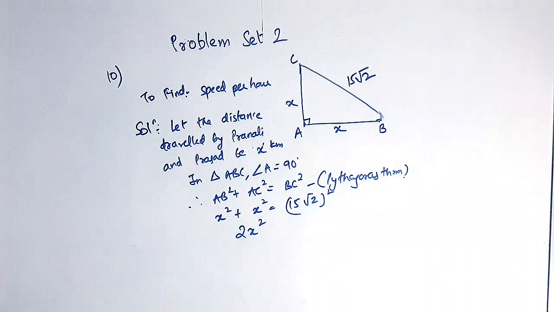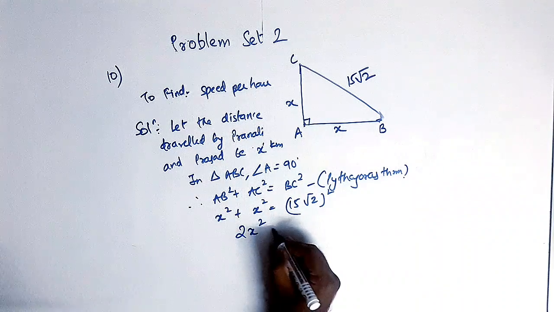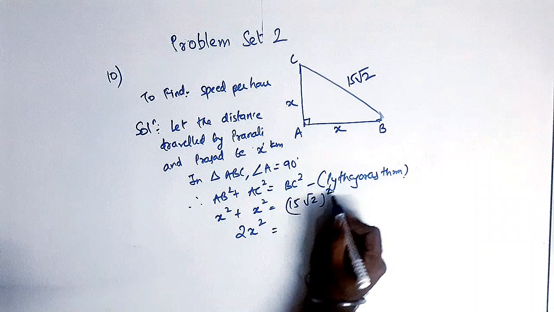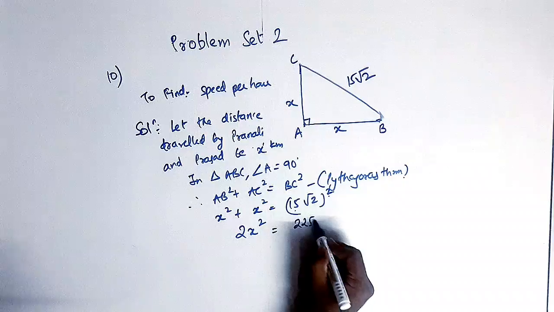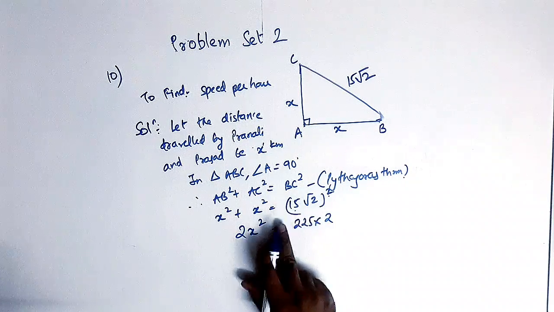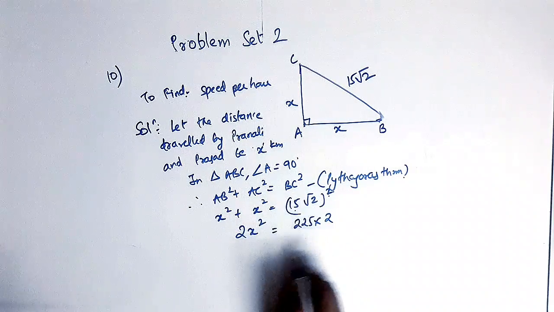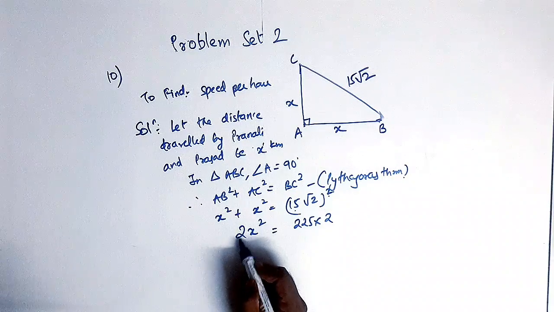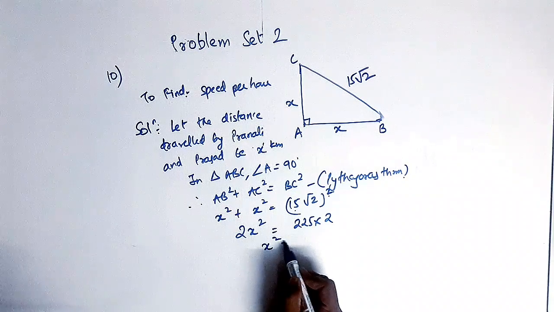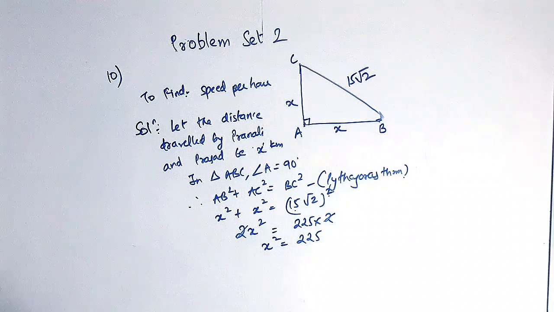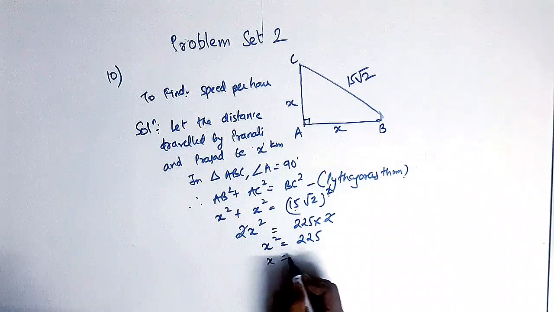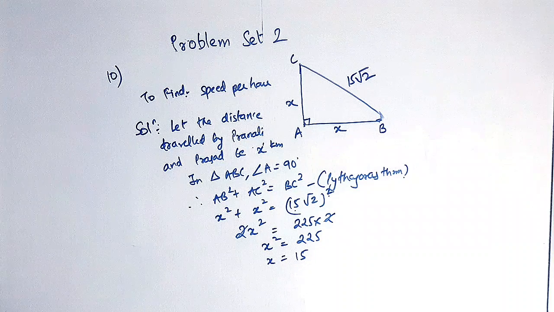This becomes 2x square, correct? Now what is 15 root 2 square? 15 square is 225 and root 2 square is 2. You have to make the square of both of them. So can I cancel this 2? Yes. x square is equal to 225, 2 gets cancelled. So what is x? x is equal to 15.